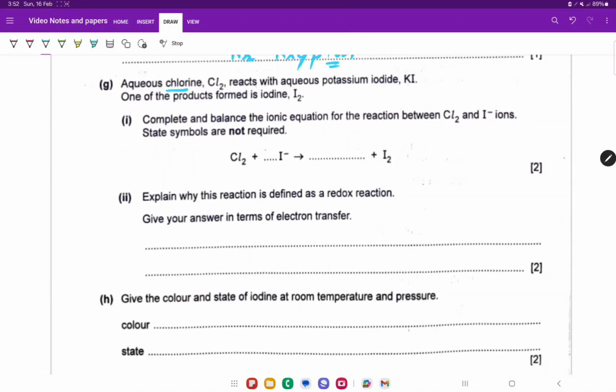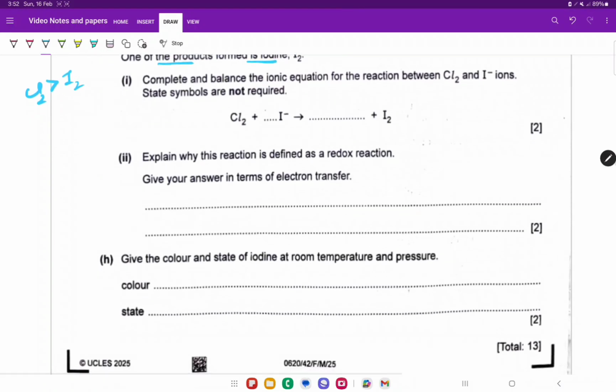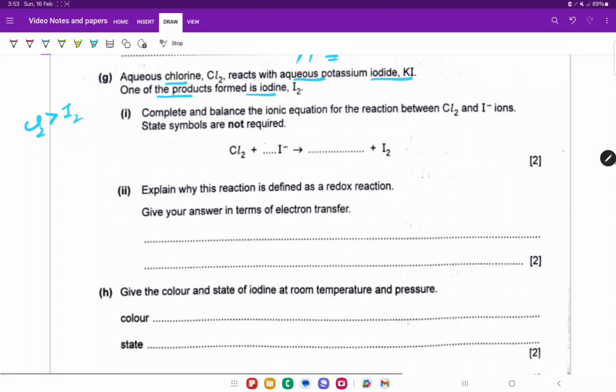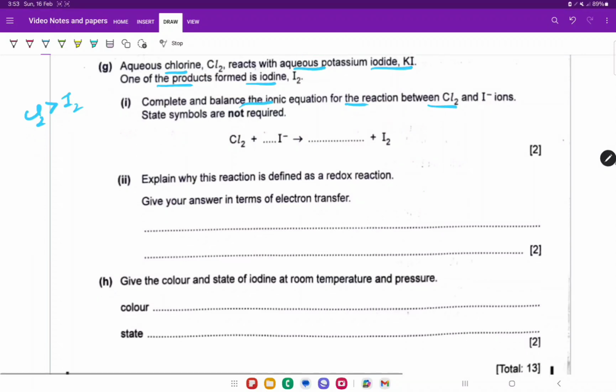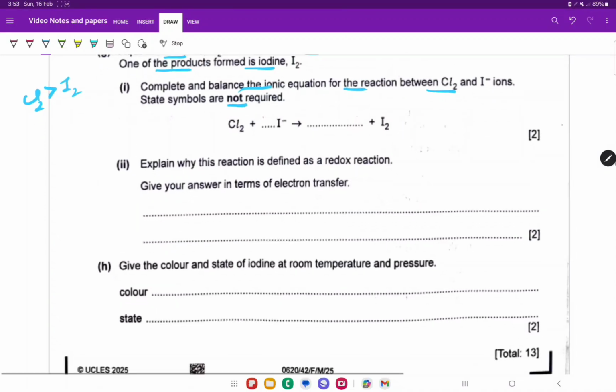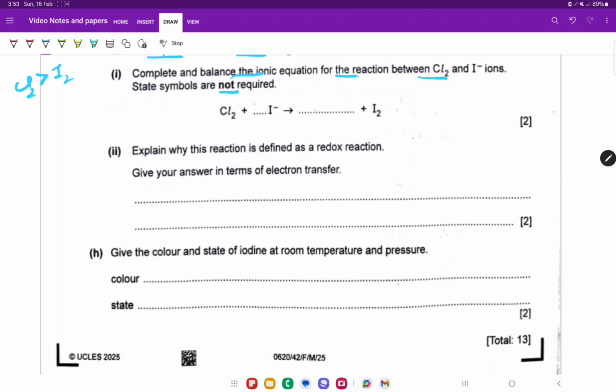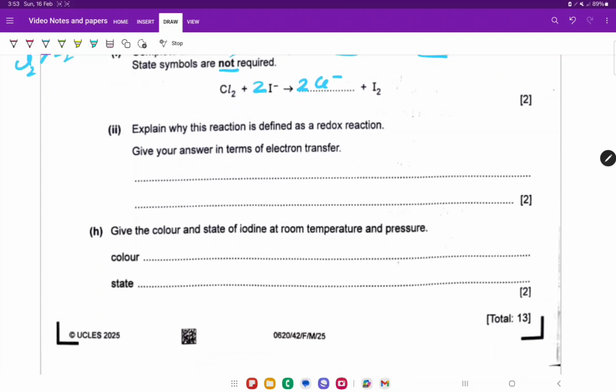Aqueous chlorine reacts with aqueous potassium iodide, KI, and one of the products formed is iodine. Now we know chlorine is more reactive than iodine. Thus, chlorine can displace iodine from its compounds and form its own. Complete and balanced ionic equation for the reaction between Cl2 and I minus ion, state symbols not required. Now Cl2 will react with I minus to form Cl minus plus I2. Now there are 2 chlorine, so we will write 2 Cl minus, and 2 iodine, so we will write 2 I minus. This will be my complete equation.